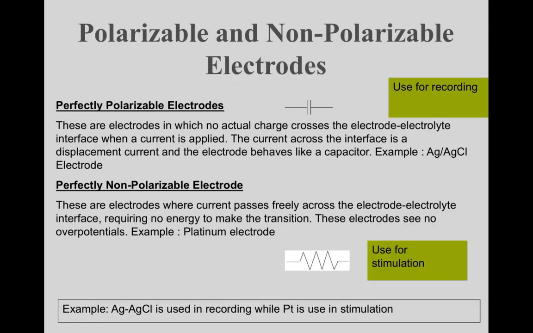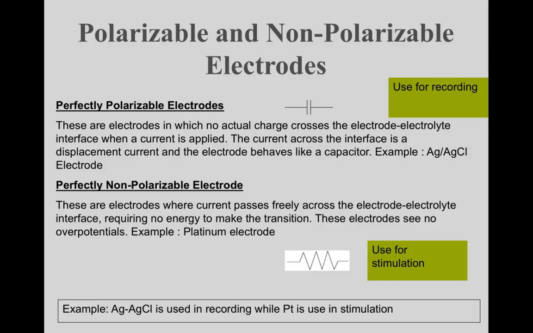So this gives rise to the fact that there are two different kinds of electrodes. There are polarizable and non-polarizable electrodes. So perfectly polarizable electrodes are electrodes where you don't actually have charge crossing the electrode-electrolyte interface when you apply a current. And so basically the current across the interface is the displacement current.